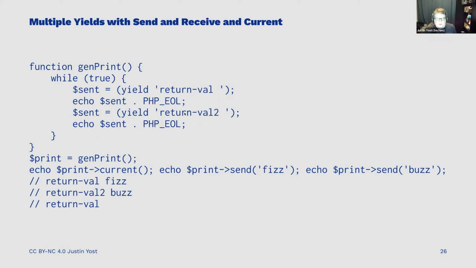Come back around, yield return val 2, pause execution. We yield return val 2, right? That gets echoed here. We come back and we say echo print send buzz, right? So buzz gets pushed in as this second sent. We echo buzz PHP end of line, right? We loop back around and we get back to yield return val, and then we pause execution, right? Return val gets passed into here. We echo that and we're there.